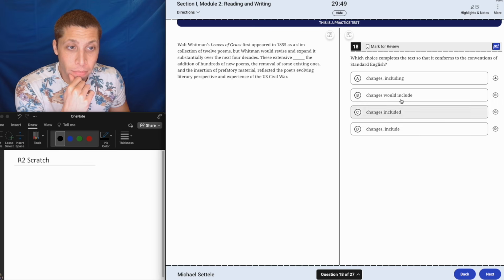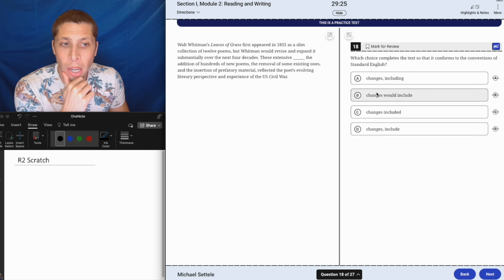Okay. This is about changing tenses somehow. These extensive changes, including the addition of hundreds of new poems, the removal of some existing ones, and the insertion of preparatory material, reflected the poet's evolving... Yeah, so there's a sentence here. These extensive changes reflected the poet's evolving literary perspective.